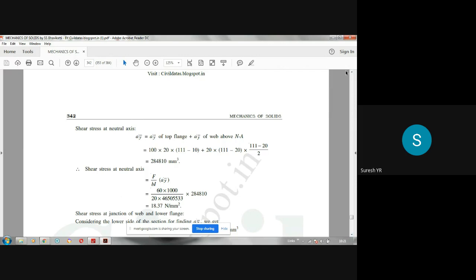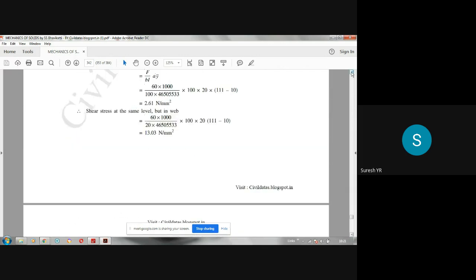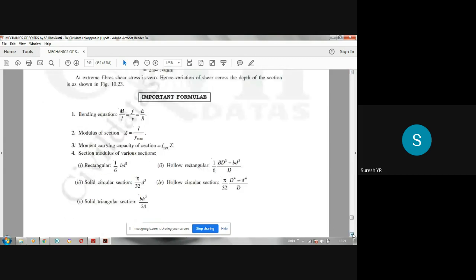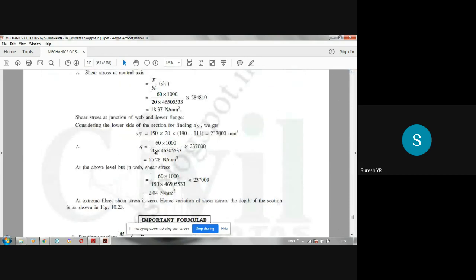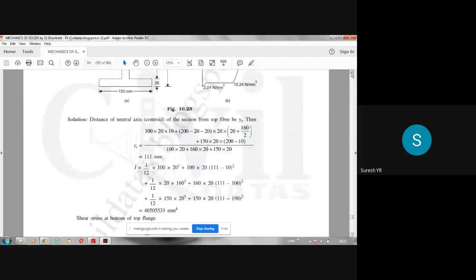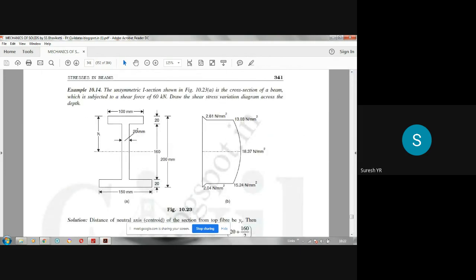Now, once you get that A into y bar value, you can calculate the values at these 2 points. At the junction point you have one value of B as 20, another value of B as 150. Now let us see how the shear stress is calculated at the neutral axis level, because at the neutral axis level it is important, it is maximum there. Here, your B value will be 20, but A into Y bar value will be different.